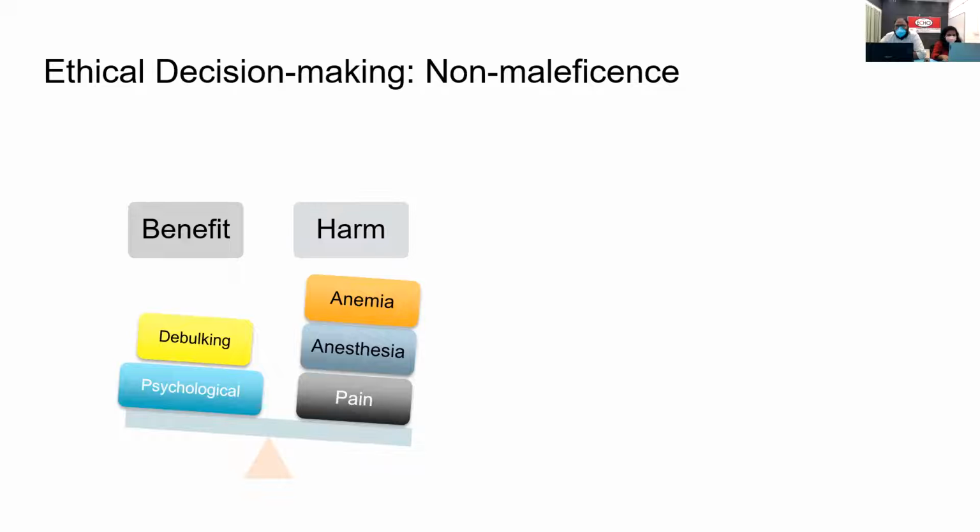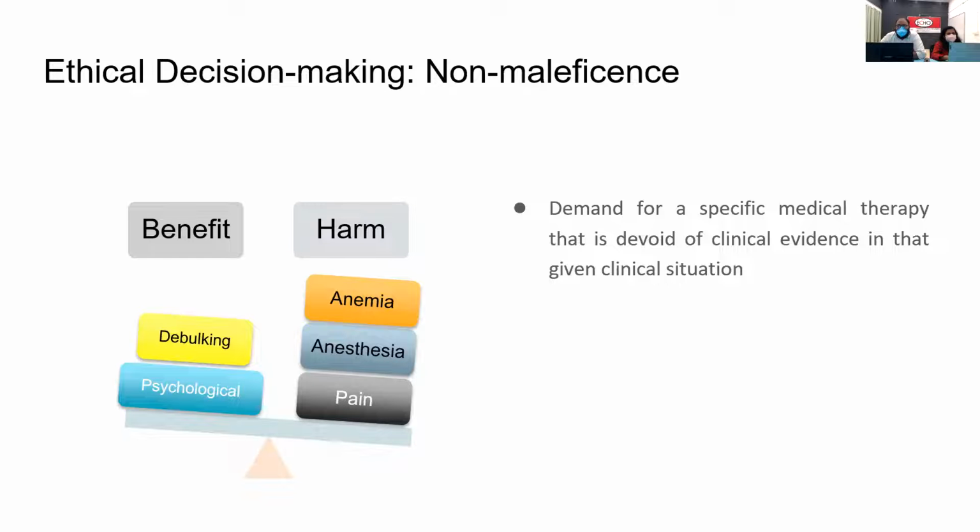But when it comes to the harm, it's a major surgery. So he's going to be in pain. He will have to undergo general anesthesia. Then there is anemia. So when we are weighing that, the harm weighs more. So there we could use the principle of non-maleficence and we can inform them.